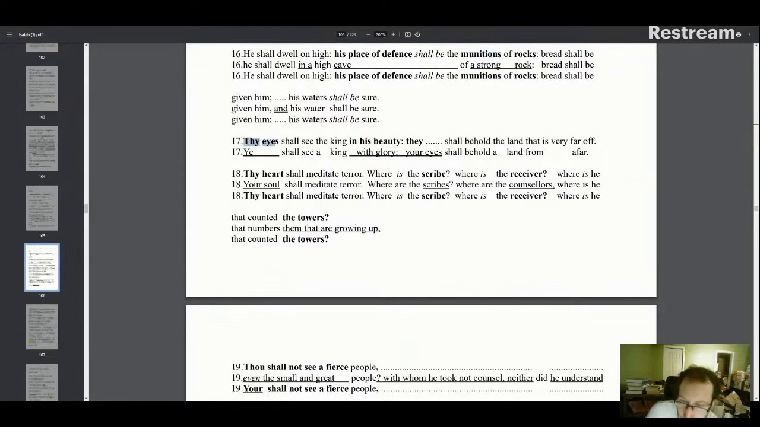Thy eyes shall see the king versus ye. So this is an example of a Hebrew idiom where it refers to, oh, never mind. I thought it was, but it looks like the Septuagint simply, it is a Hebrew idiom, but the Septuagint appears to have put it over here for some reason instead. So right here, thy eyes, we have your eyes right here.